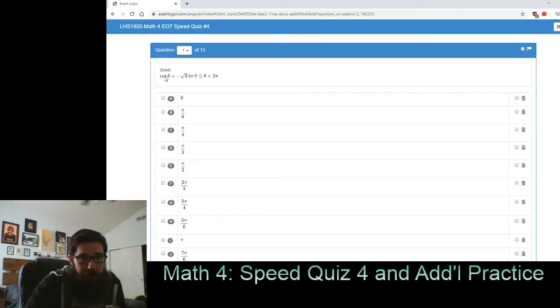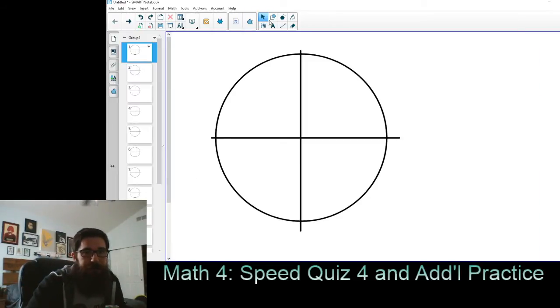Just look at the first question here, okay? Cotangent of theta is negative square root of 3. And this bit here, this 0 less than or equal to theta less than 2 pi, just means in one full revolution, when does that happen, okay?